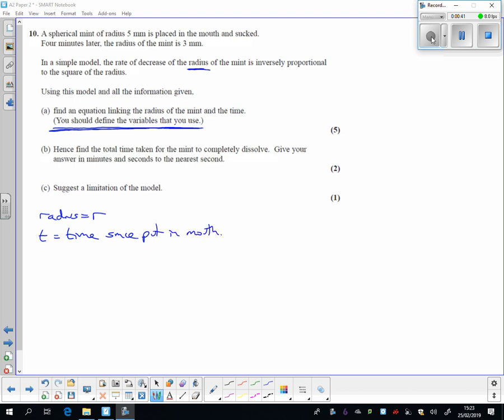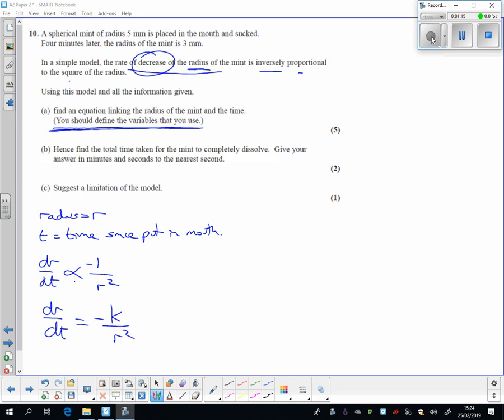And the rate of decrease of the radius, so that is dr by dt. It says it's inversely proportional to the square of the radius, so that means 1 over r squared. And it's decreasing, so I'm going to make this minus. Now we don't like proportional to signs. We replace them pretty quickly with equals minus k over r squared.